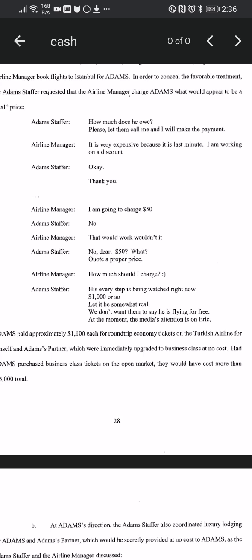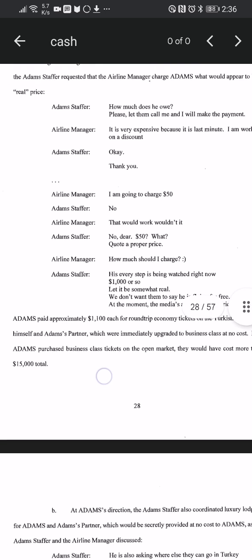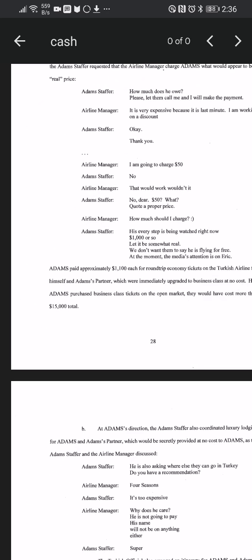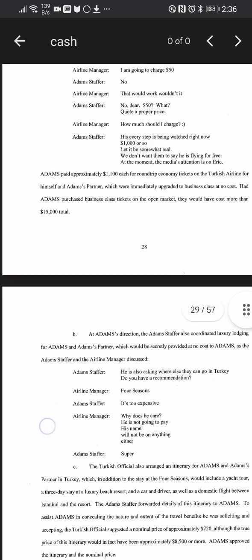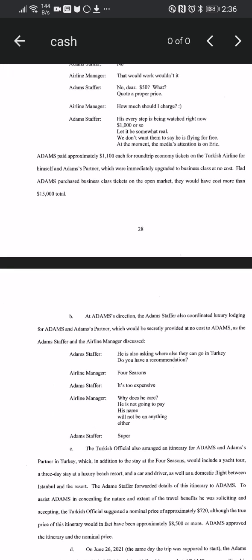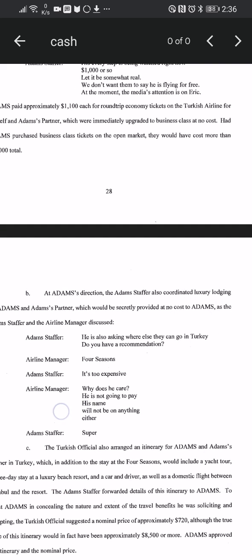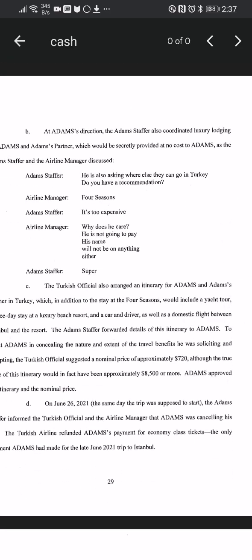Adams paid approximately $1,100 for each round trip. Wow. They should have cost about $15,000. It's too expensive. Why does he care? He's not going to pay. His name will not be on anything either. So here's another one. He's also asking where he can go in Turkey. Do you have recommended Four Seasons? It's too expensive. Why does he care? He's not going to pay. His name will not be on anything.